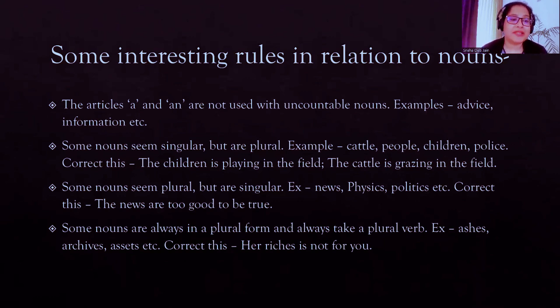All right. Next one, some nouns seem singular, but they are in fact plural. Example, cattle, people, children. So children is not one children.